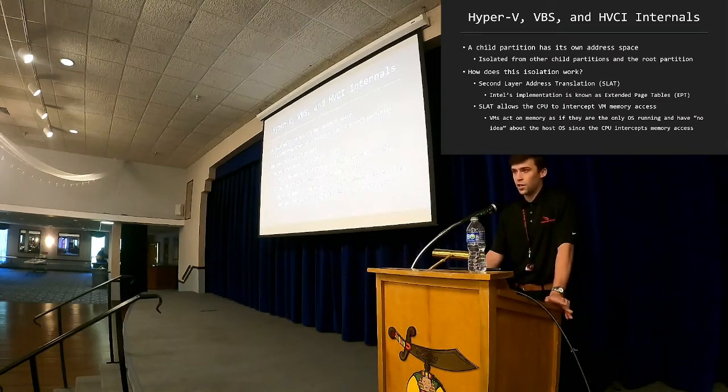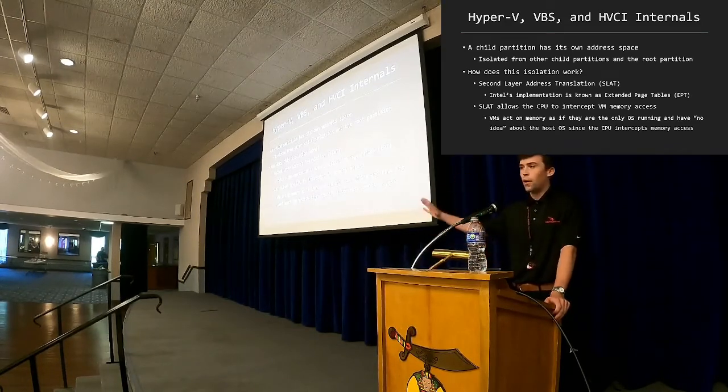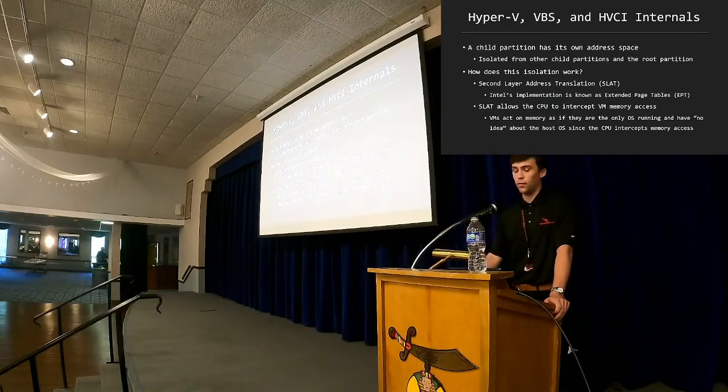But how does that isolation actually work? There's a technology on modern CPUs called SLAT, Second Layer Address Translation. Intel's implementation of SLAT is known as extended page tables. What SLAT does is it allows the CPU to intercept VM memory access, essentially. The reason for this is because VMs just act on memory, as we'll see in the diagram in the next slide, as if they're the only OS running, right? You don't know about other VMs at a high conceptual level. So something needs to compensate for that, because what if we have multiple VMs running, for instance?